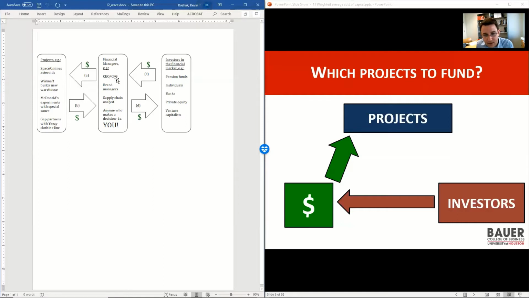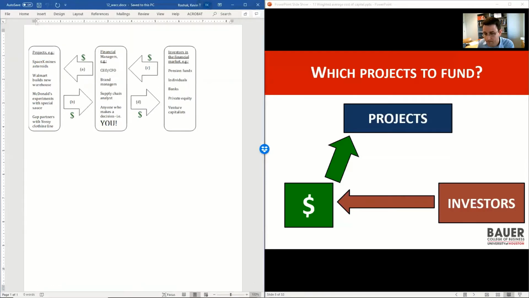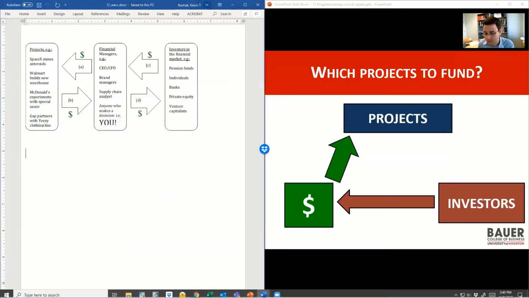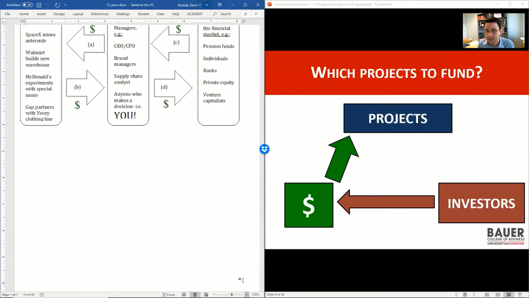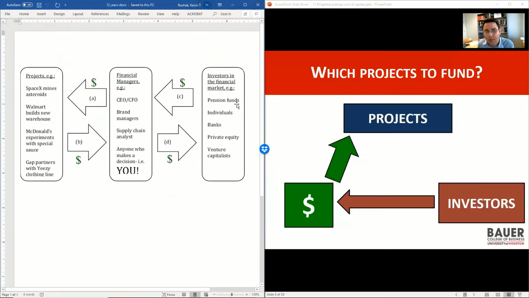How do you make that decision as a financial manager? Well, it depends on your investors. It depends on what your investors require. Zoom in here. You need to know how much your pension fund investors require for the risk that they're taking. That's going to inform your decision about whether you should mine asteroids or experiment with some new special sauce at McDonald's, right? You need to know what your investors require.